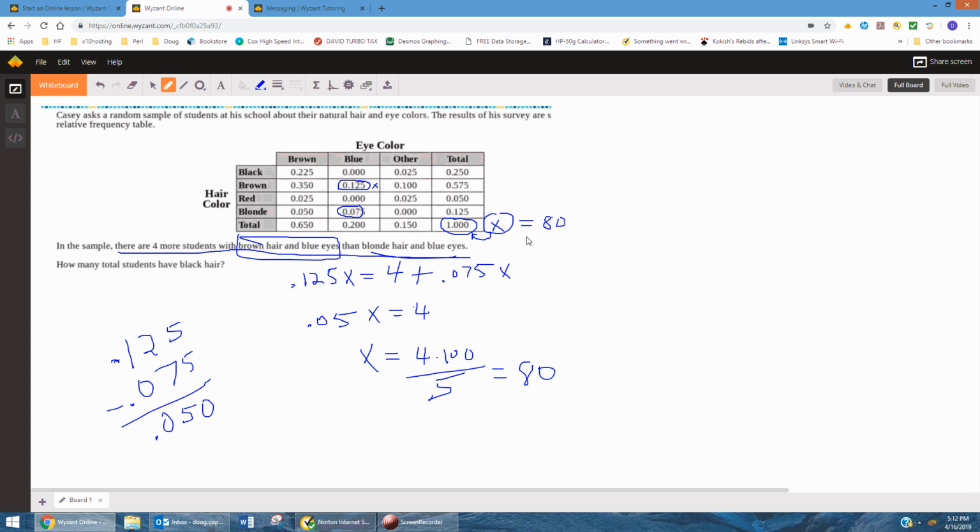Now that's not the answer to the question. How many total students have black hair? Black hair goes right here. Well, we have to go all the way over to this column right here. The total number of students that have black hair is 0.25 of the total number of students, which is 1/4. So 1/4 of 80, or 20. Okay, so that's how relative frequency works.